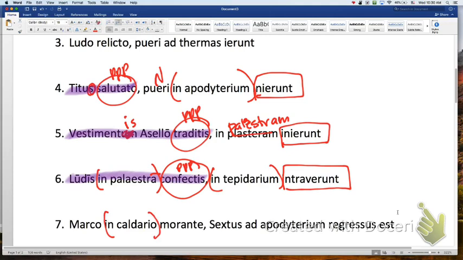Okay, and this next one, what's my participle? Not the one you think it is. Okay, what's my participle? Morante. Okay, and what kind of participle is it? Present active. It is a deponent. That doesn't really affect it in the present active, but yeah, you're right, it is a deponent. So we've got with what? With Marcus remaining in the hot room, Sextus returned to the changing room. Good.